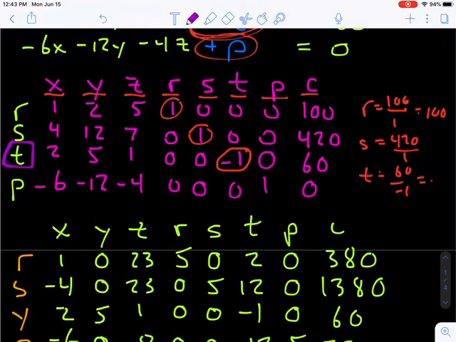So the question is, how do we go about finding our pivot? Well, to determine the pivot column, when you have a negative active variable, you always go to the row with the negative active variable. And so we're going to have to go to the T row. And we look for the largest positive number in that row. And the largest positive number in the T row, not including the constants, is the 5. And so this becomes our pivot column. The Y column is the pivot column.